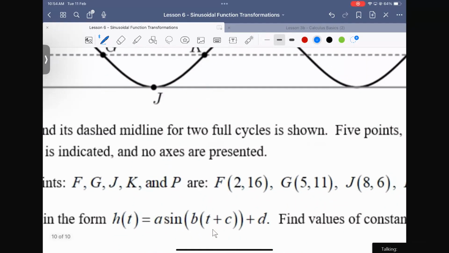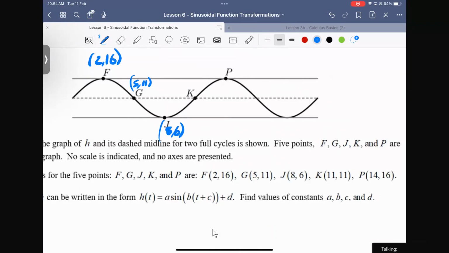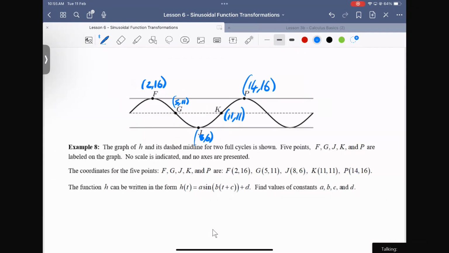Where are we? 8, 6. K, this is 11, 11. And P, this is 14, 16. Now, we need to find the different values.